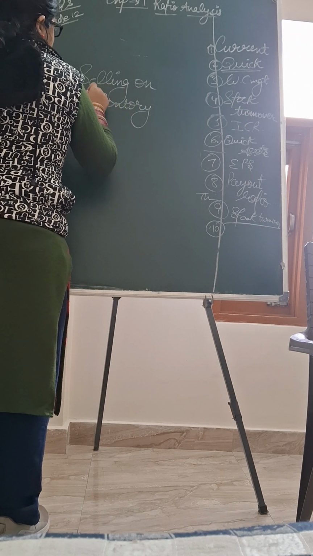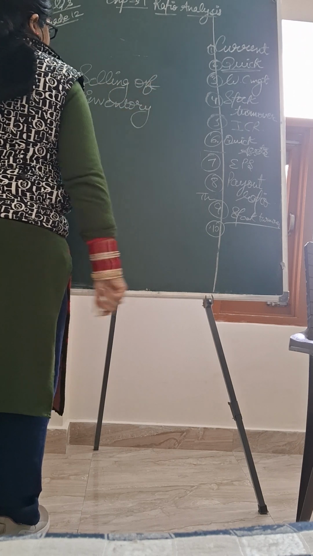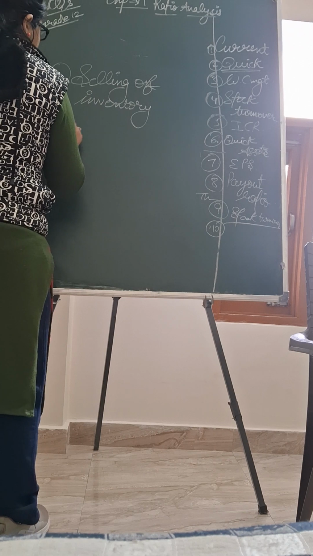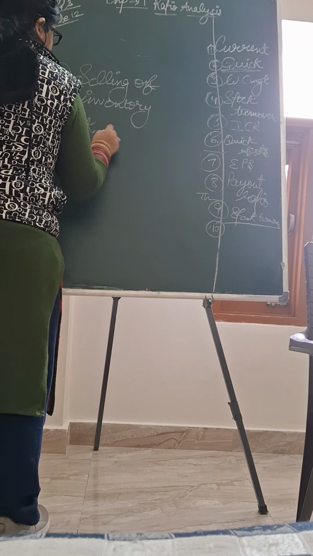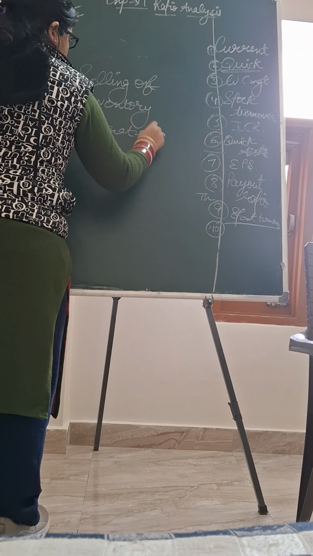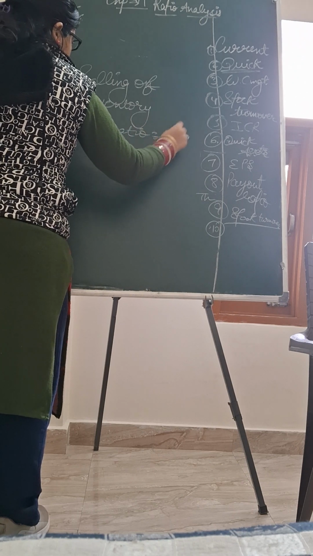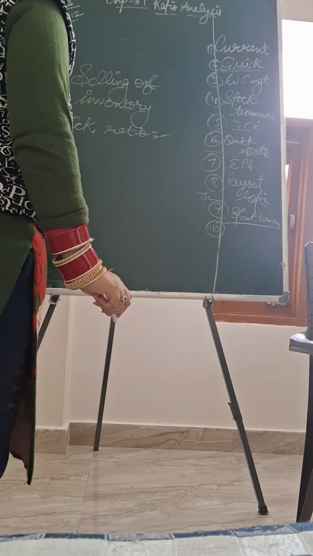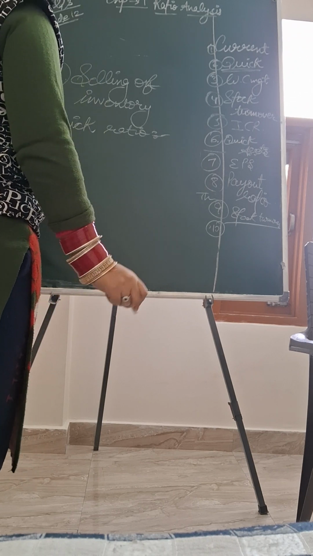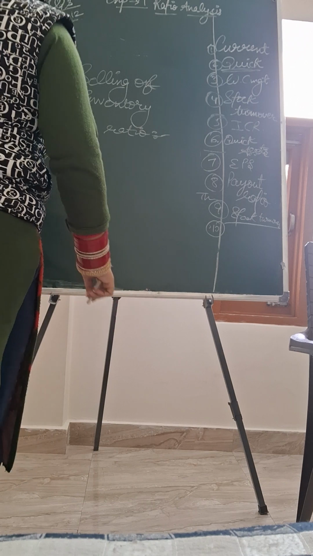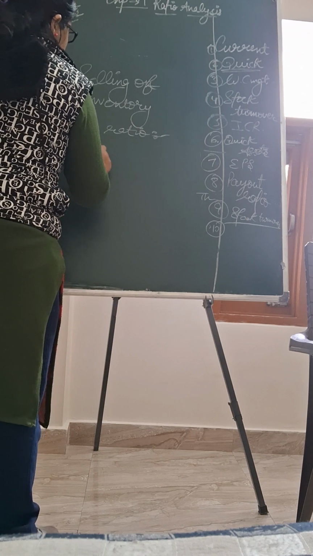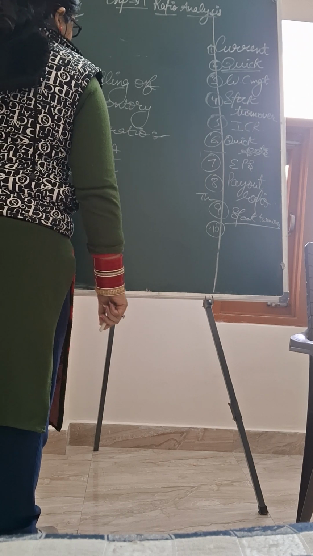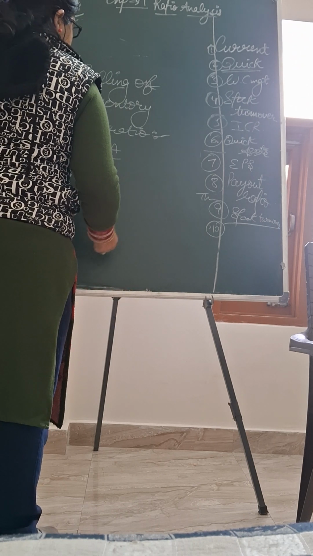You can say selling of inventory. How will it affect the quick ratio? Selling of inventory, how will it affect the quick ratio? This is the important thing to understand. If there is selling of inventory, will it affect the quick ratio? First question. If it will affect the quick ratio, how will it affect? So when I talk about the quick ratio, the formula is quick assets over current liabilities. In the quick assets, we have inventory with us.